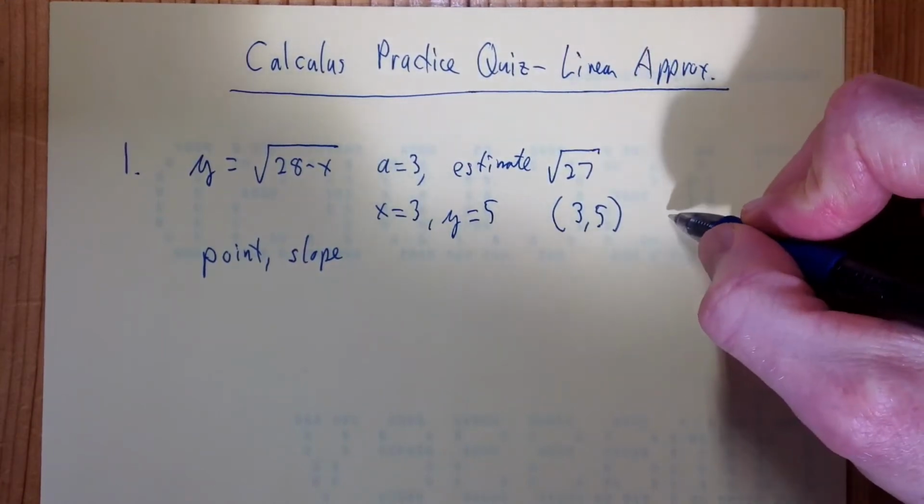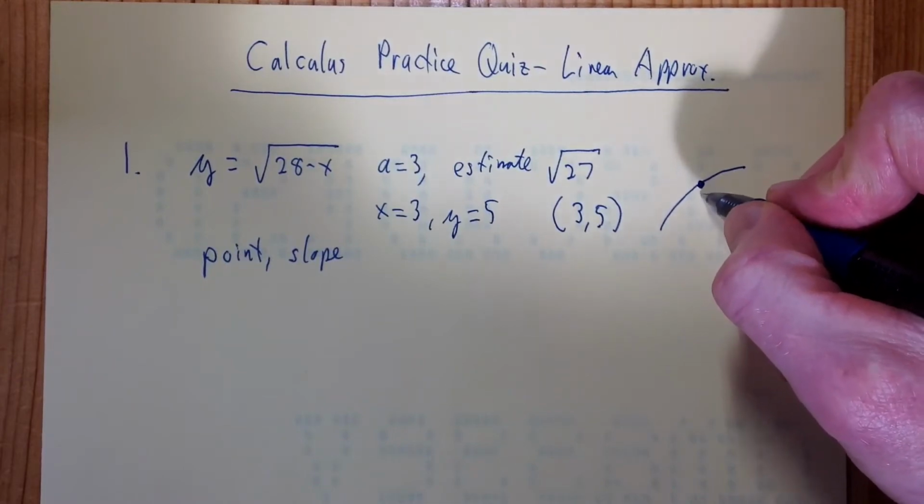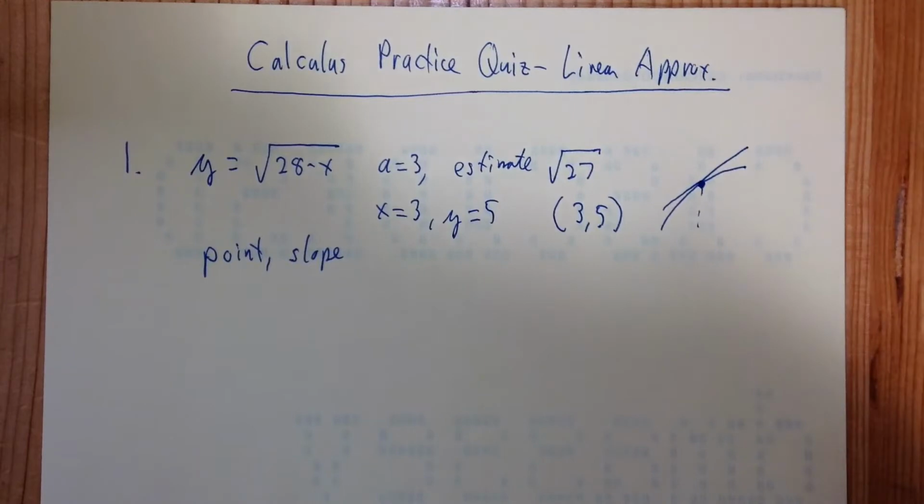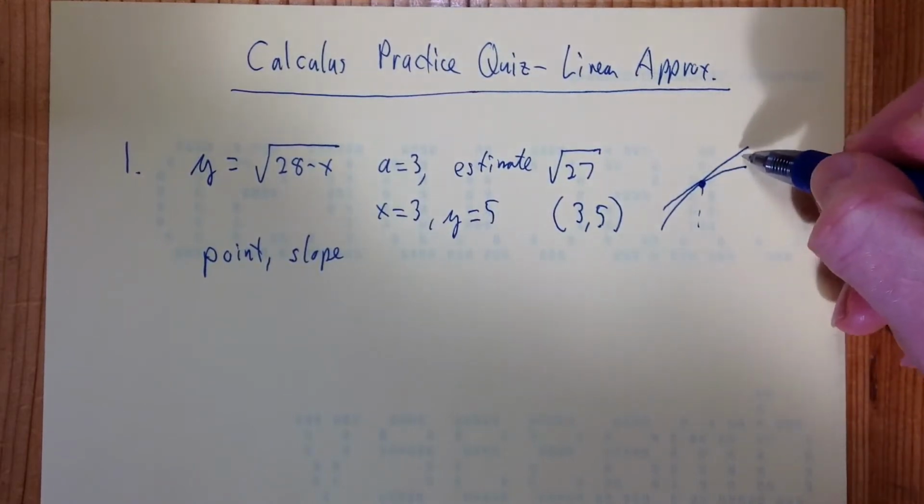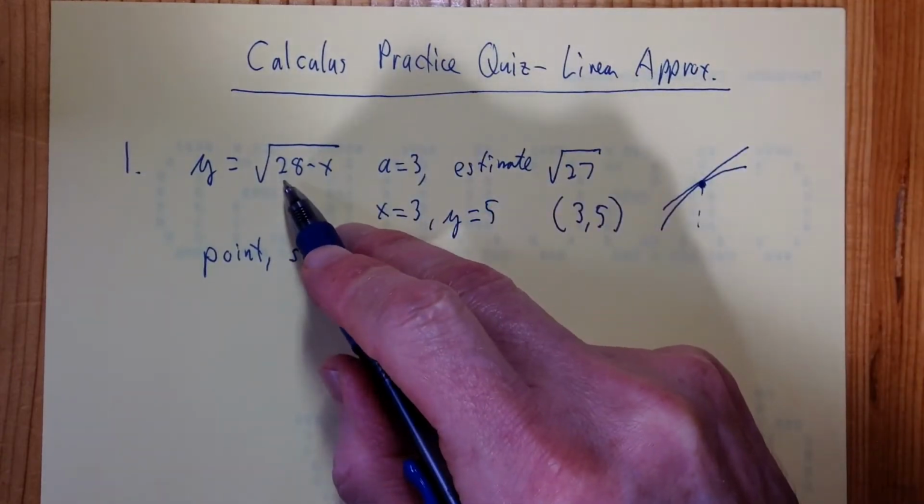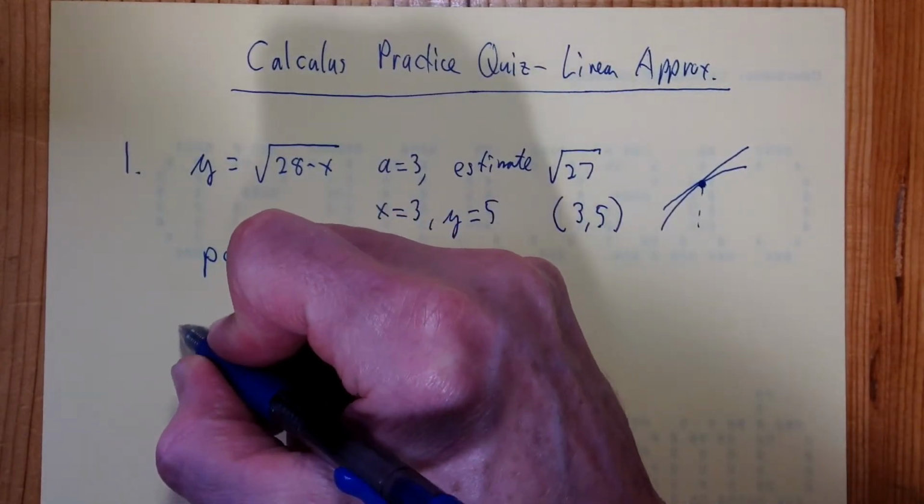Remember, the whole idea is the square root curve looks like this. It's a curve, and we're saying, okay, at 25 right there, we're going to pretend it's a straight line. And as long as we're close to 25, it won't be too far off. So that's the idea. We're trying to find a straight line. So we need the slope of this function at x equals 3. To find the slope, you take the derivative.